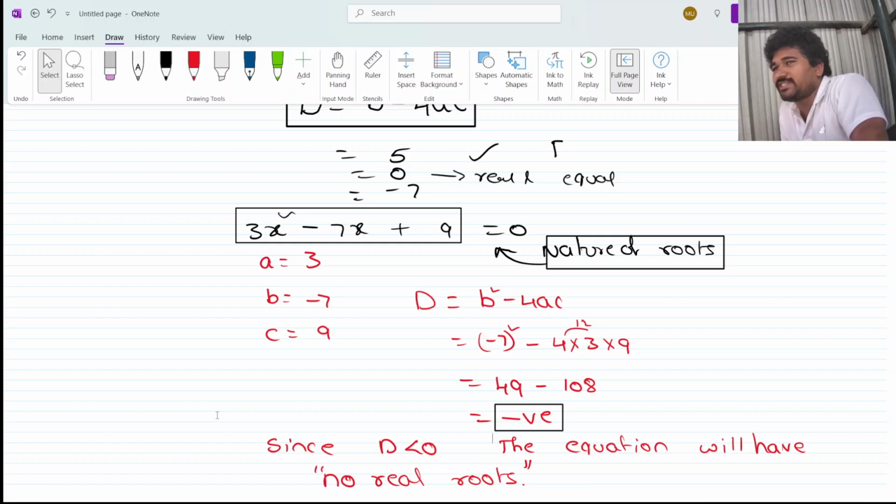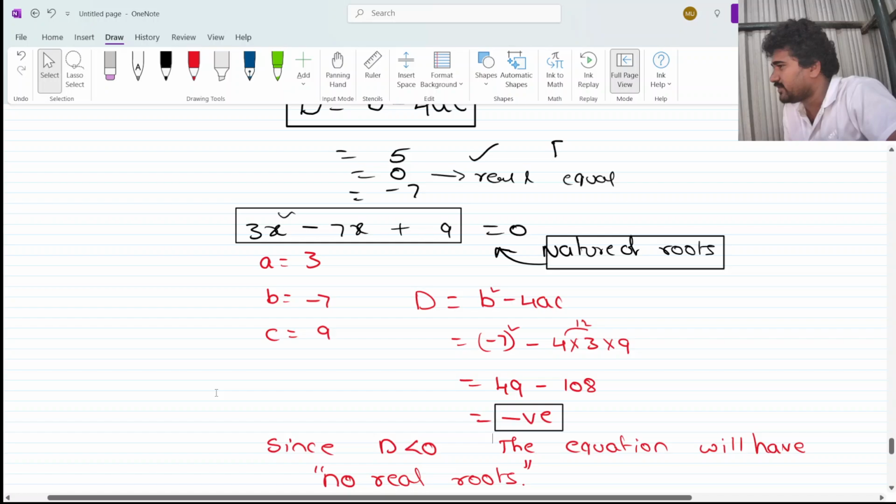Quadratic equation, first what should you check? Discriminant. Discriminant can be positive, negative, or equal to 0. Understand? Is that clear for everybody?